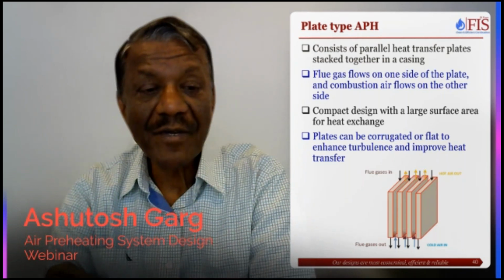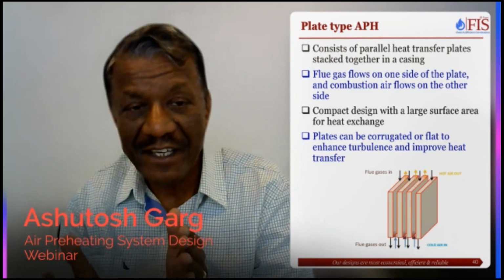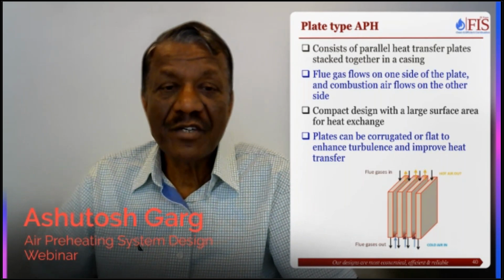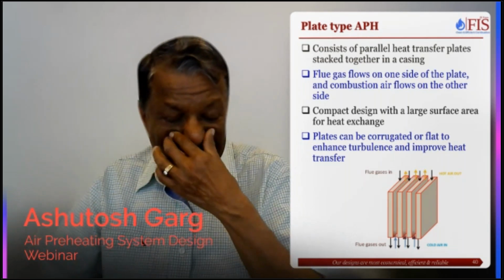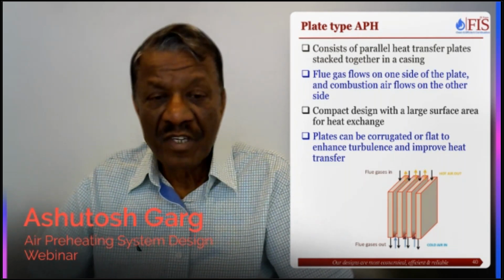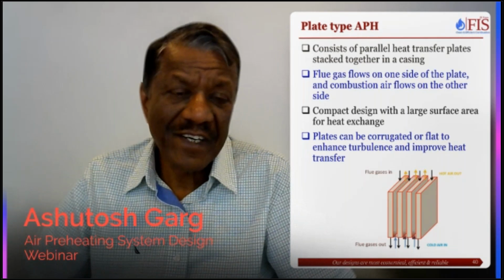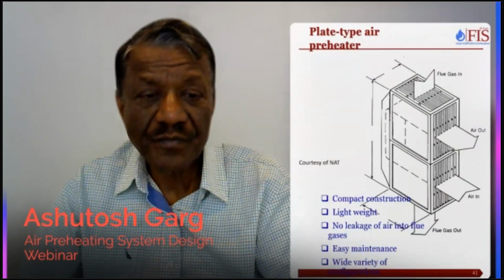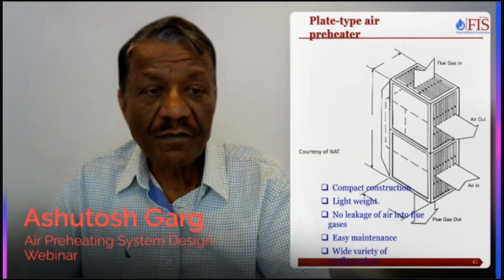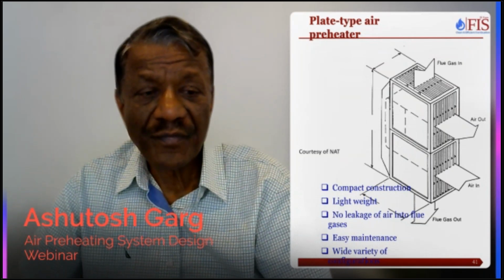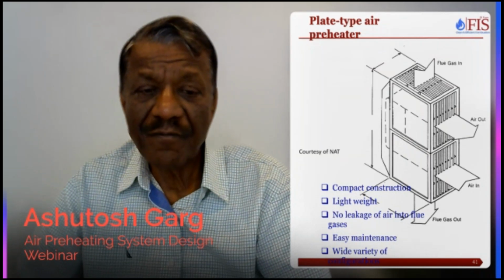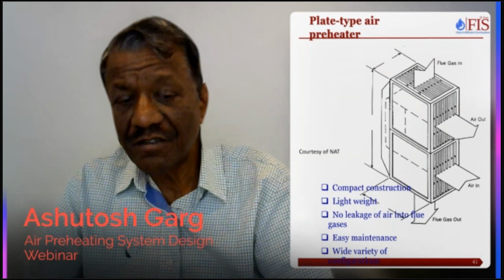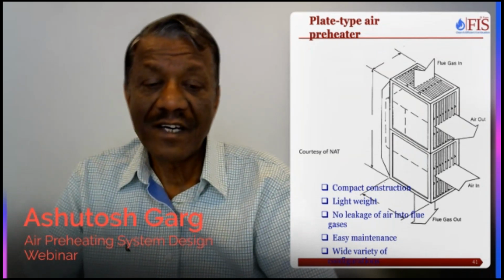So the concept here is very simple. It consists of parallel plates with spacers. Flue gas flows on one side, the combustion air flows on the other side. And it's a very compact design. You can make the plates corrugated to improve the heat transfer. So flue gas flowing from top to bottom, air going cross flow, very simple design, compact construction, lightweight, no leakage, easy maintenance, and we can have wide varieties of configurations.